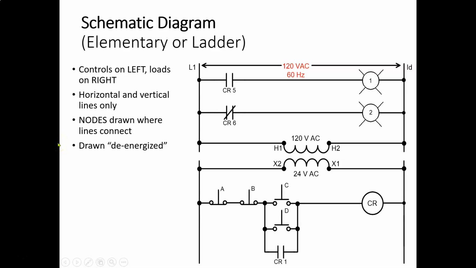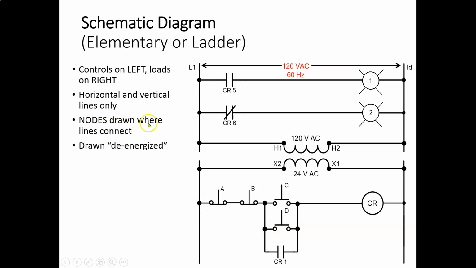So schematic diagrams, also known as an elementary or ladder diagram, are the king of the diagrams. This goes back to first year: all your control devices, so push buttons, thermostats, pressure switches, whatever, are always going to be located on the left-hand side of a schematic diagram. We always use horizontal and vertical lines, so we don't do diagonal lines or wavy lines or whatever.